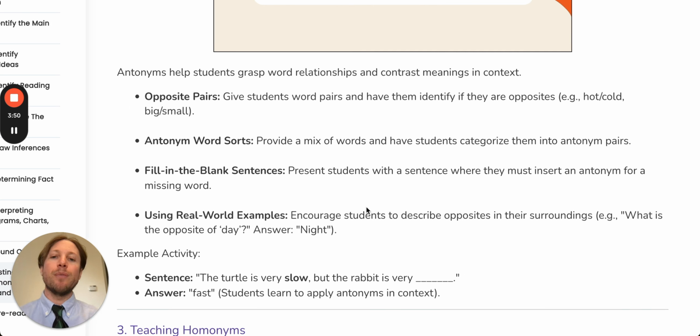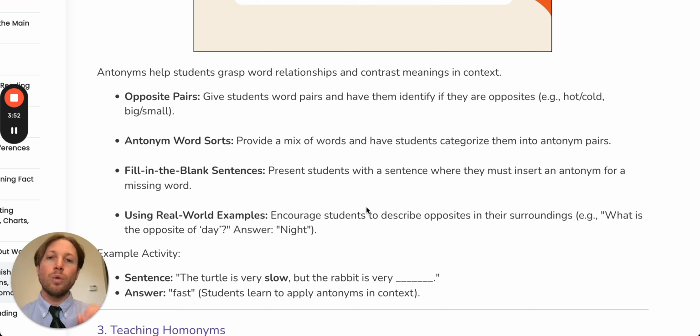Think also about word sorts, where students can work individually, in pairs, or in small groups in order to mix and match words and categorize them.